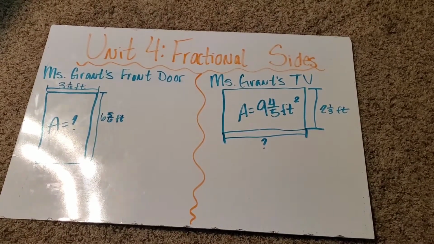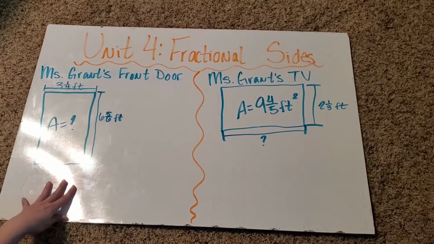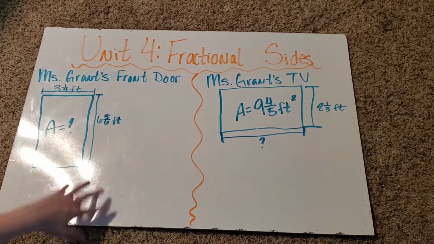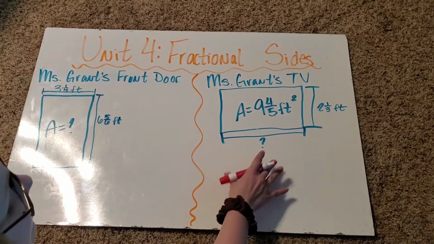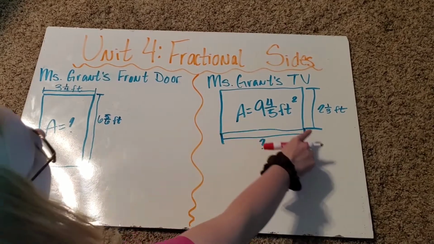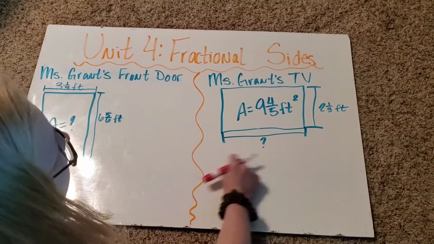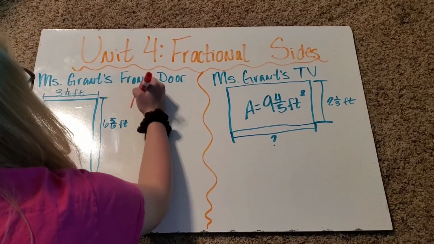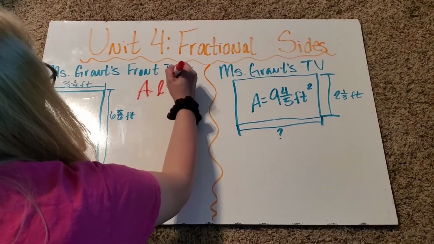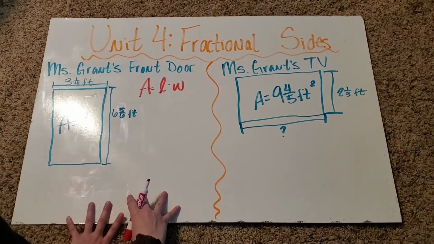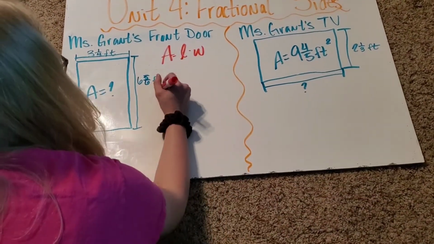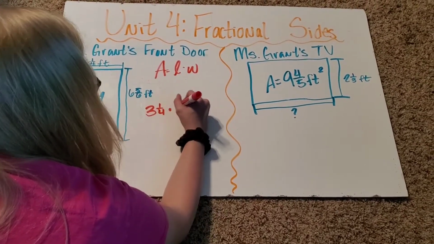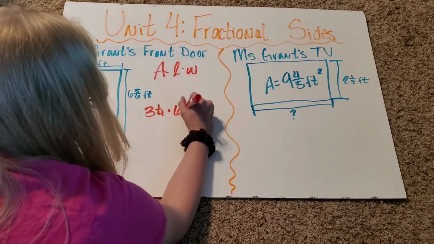Alright, so I have two different problems here for us to work on. The first one is my front door, and I have the width and the length, but we need to find the area. The second problem is going to be my TV, and I have the area, and I have the width, but we're going to need to find the length. Okay, so we all know that the area of a rectangle is length times width. So the length is 3 1/4, and the width is 6 5/6.